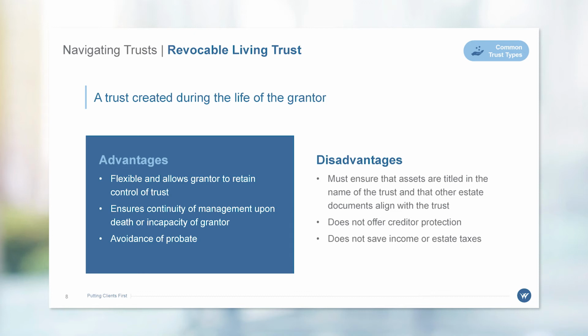However, the main disadvantage of the Revocable Living Trust is that all of the assets really need to be titled to the trust, and the trust needs to align with your will or your other estate planning documents for this trust to truly be effective. Otherwise, it just simply doesn't work as it was intended to. This trust also does not provide creditor protection or save on income taxes or estate taxes. And that's not really a flaw in the design of this trust, it's just simply not what this type of trust was intended to do.